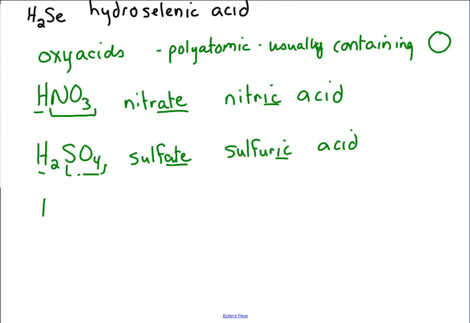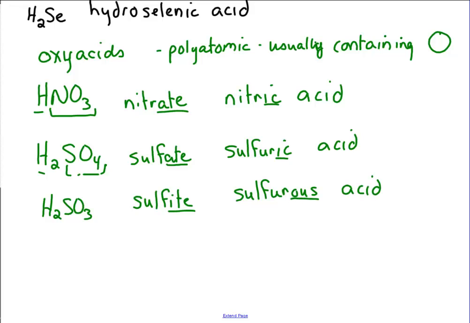I can also have H2SO3. This is a different polyatomic ion. This is a sulfite ion, so it has an ITE ending. So the acid name is going to be different. It's going to be sulfur, and the ITE ending goes to OUS, so sulfurous acid. So the homework should give you some practice in naming some of these. You'll also be able to write the name from the formula.